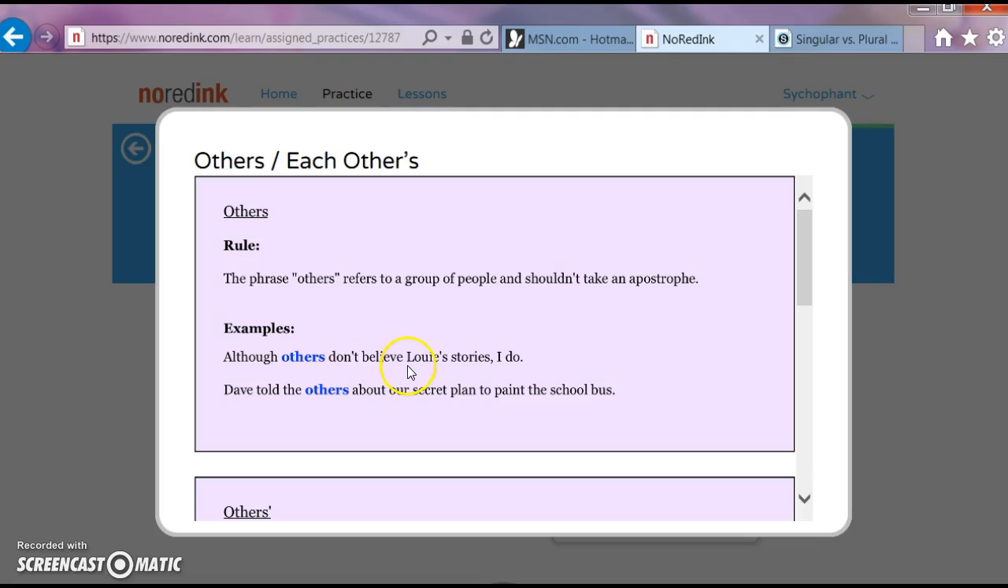Although others don't believe Louis' stories, I do. Okay, so this is just plural right here. Just more than one. Dave told the others about our secret plan to paint the school bus. Again, you know, just plural.